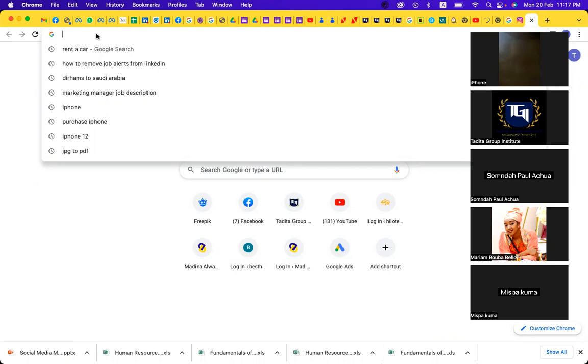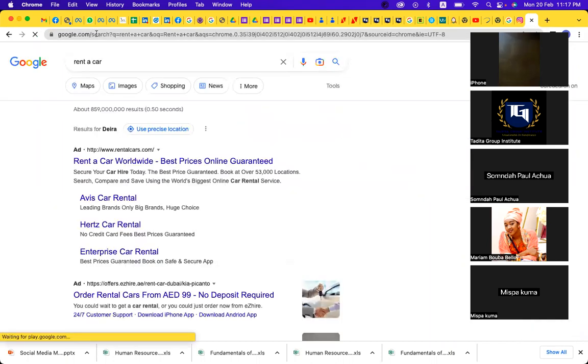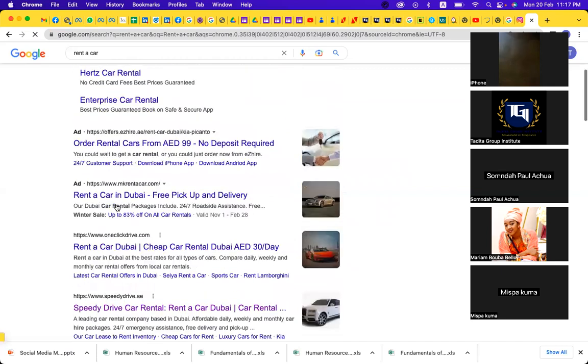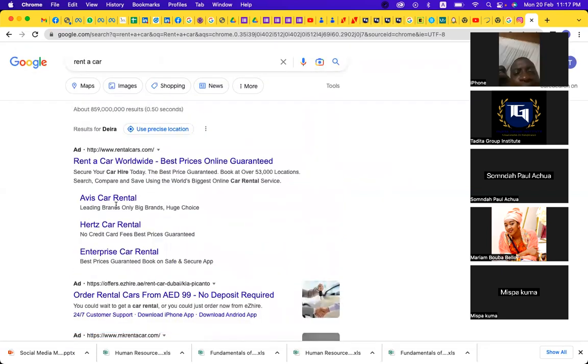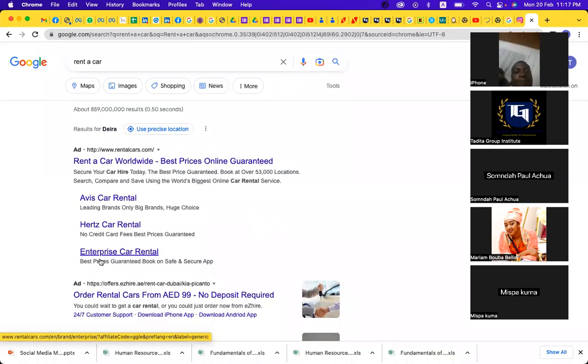So whenever a user types a search term like, say, rent a car, he or she is given several results that are related to that particular search term. So when you type rent a car, you receive several results. These results which you have here are known as search results. You see here results for Dera. So they are giving you information related to your location, okay? If you have not indicated that, the system should monitor where you are located, otherwise it's just going to give you a general location, okay?